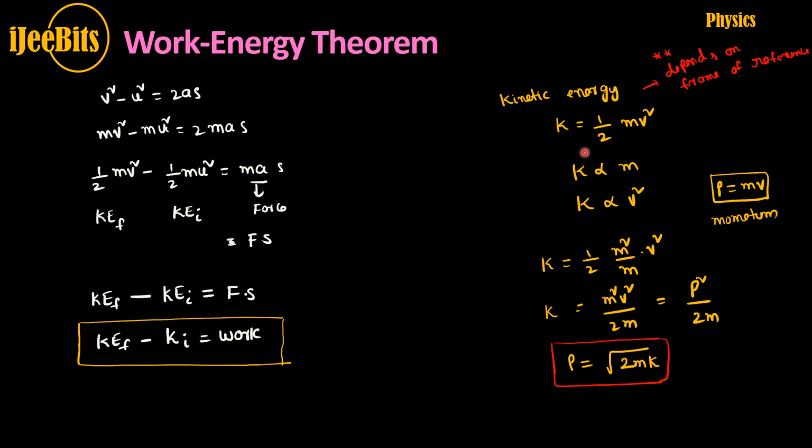We also talk about K equal to half m v square, and how it depends upon the frame of reference. We also talk about K being directly proportional to m and v square, and then we expressed momentum in terms of kinetic energy using this, right? So these are the formulas which we will be using in solving most of the sums.